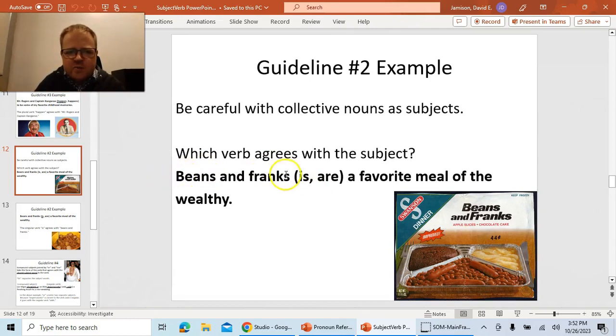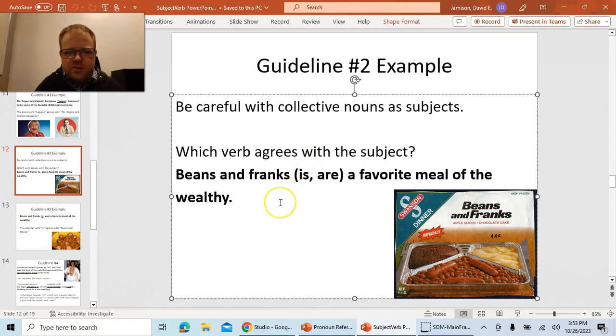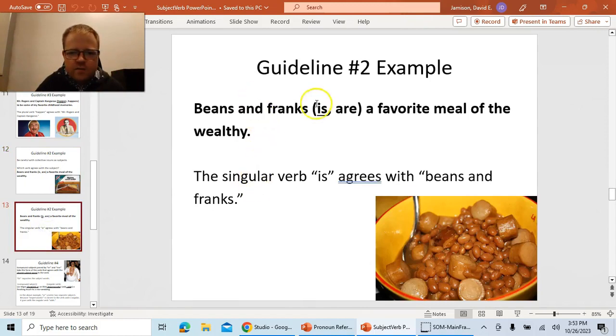So like, chicken and waffles is my favorite food. Spaghetti and meatballs is delicious. In those cases, that's just several words for one thing. Yeah, Franks and beans is.